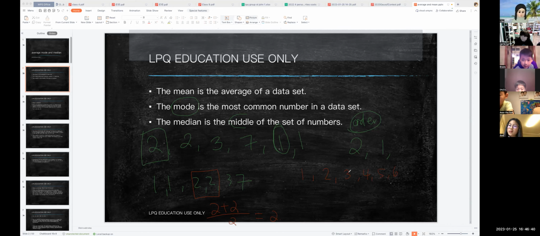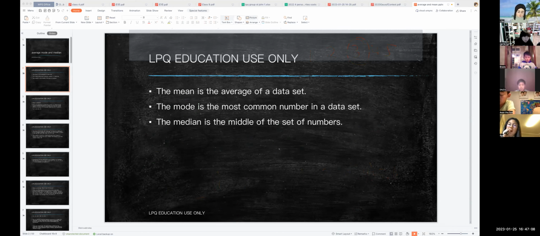3 and 4. So the median is 3 plus 4 divided by 2. Understand? But if it is 1, 2, 3, 4, 5, what is the median? 3. Very good. So when you have an even number of numbers, remember that the middle two numbers you need to add together and divide by 2.